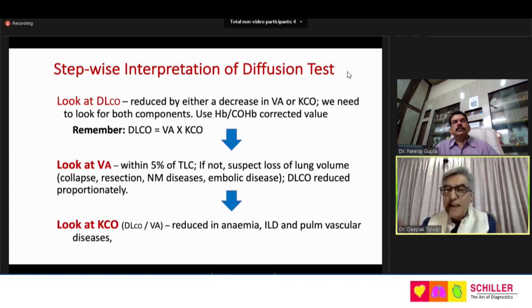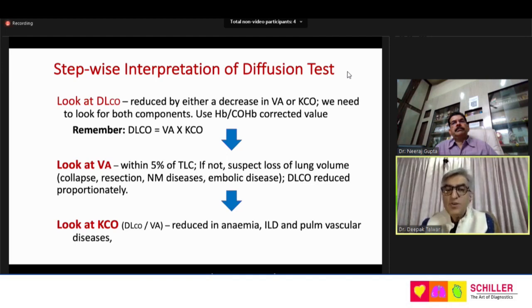It should be within 5% of the total lung capacity. And if not, then you have to think about why the patient could not achieve VA properly, and it can reduce the diffusion capacity. So it could be because of loss of lung volume, because of collapse, resection, neuromuscular diseases, embolic diseases, lots of them. And many a time it is because the patient has not done the procedure completely. So it can be a technical factor also.